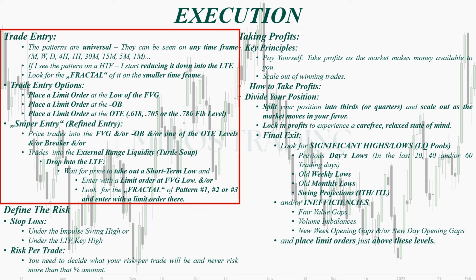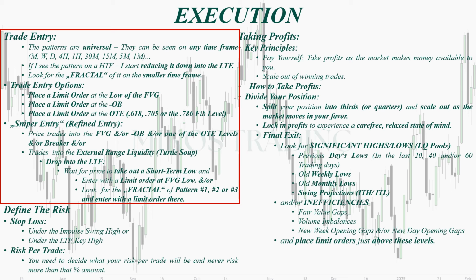I start with determining my trade entry. Because all three of the patterns are universal, I can enter on any time frame that I see the pattern on, as long as it is in the direction of my higher time frame directional bias. And if I see the pattern on the higher time frame chart, I can start reducing it down into the lower time frame charts and look for the fractal of the patterns on the smaller time frames. I mainly look to trade on the 4-hour and 1-hour charts. And if I want to refine my entry points and minimize my risk, I look for the patterns on the 30, 15 and 5-minute charts. And if I want to be really precise, I can execute my trade on the 1-minute chart.